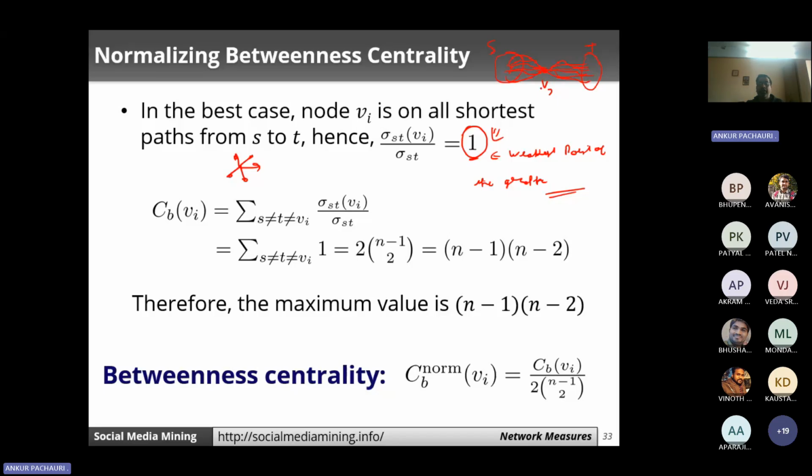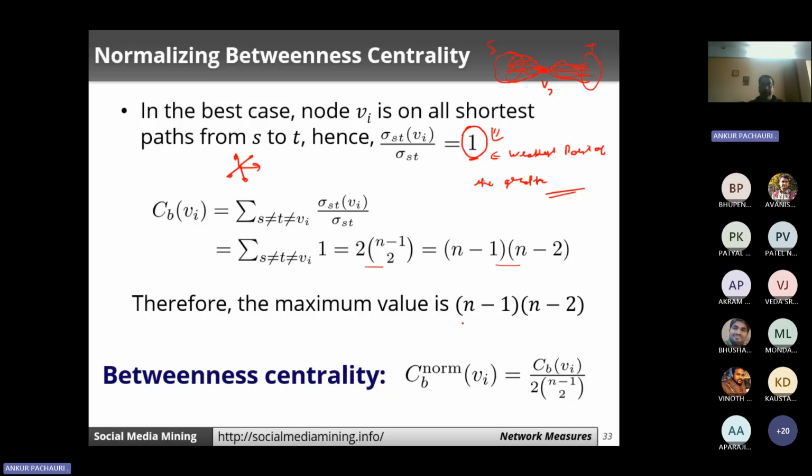If my graph contains n nodes, and this is the node on which I'm working, how many nodes are left? The nodes left are n minus 1. So n minus 1 choose 2. As this is undirected, so double. This will be equal to n into n minus 1 into n minus 2.